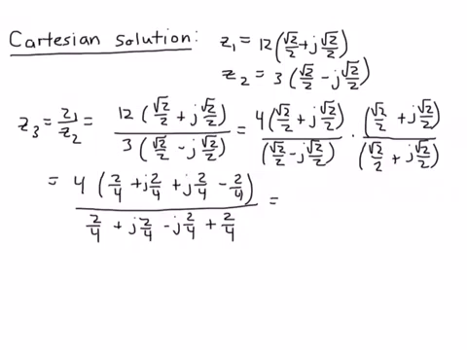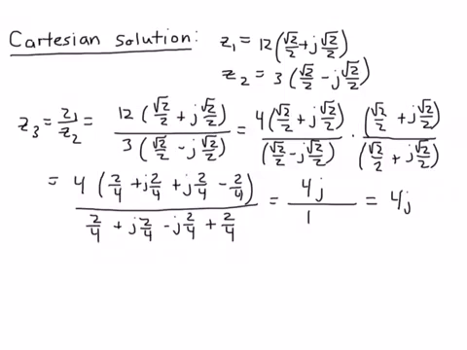So up top here, the 2 over 4 minus 2 over 4 are going to cancel each other out, and I'm going to be left with j times 4 over 4, which is just 1. So I'm going to be left with 4j in the numerator, and then on the bottom I've got 2 over 4 plus 2 over 4, that'll give me 1, and then these two terms cancel. So on the bottom I have 1. So I'm left with just 4j.